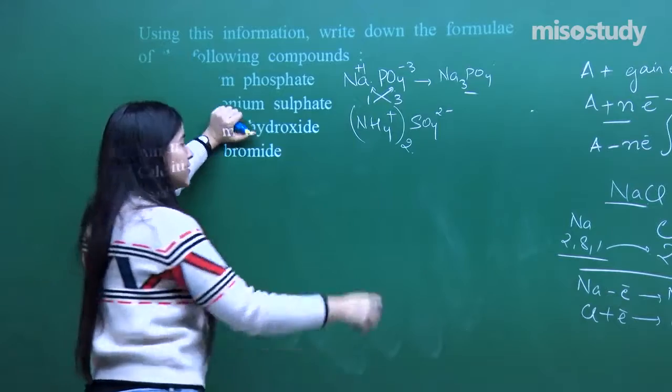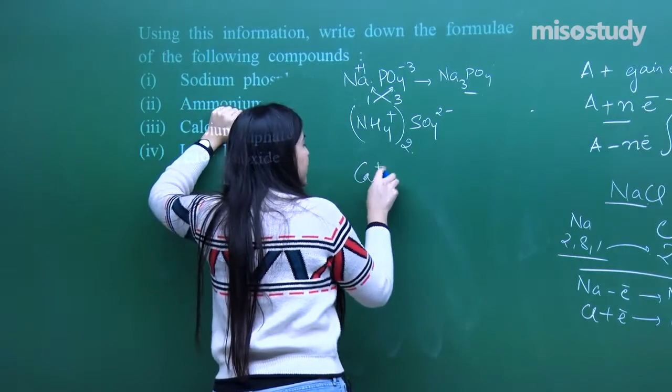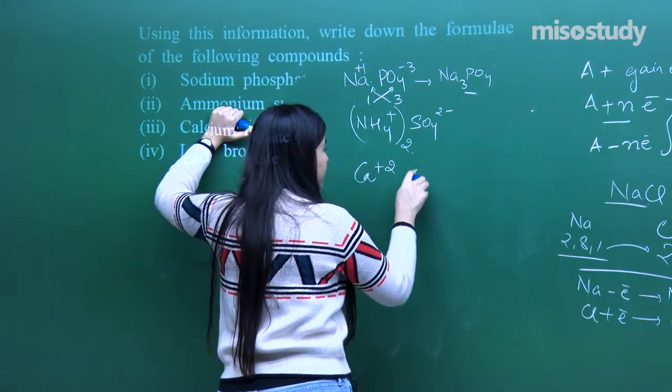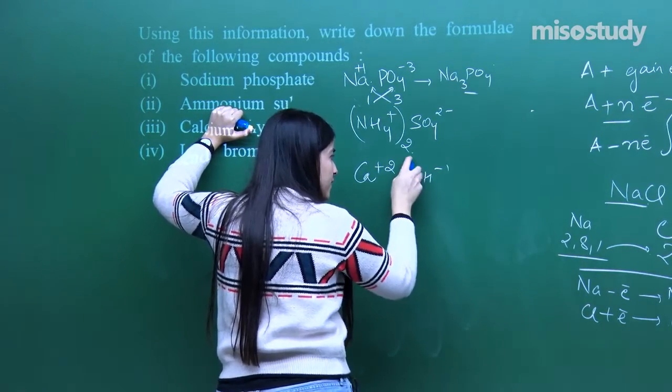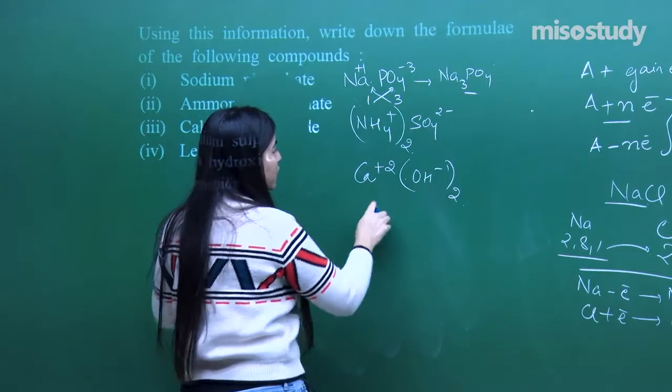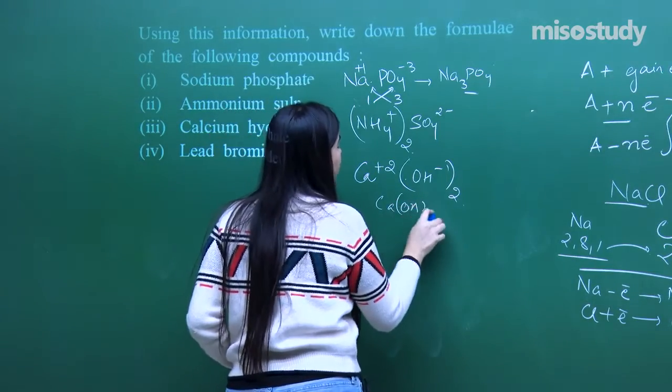Calcium hydroxide. Calcium, just like magnesium, has +2 charge. Hydroxide, OH, -1. Again we need to equate it, multiply it by 2 and we got it: Ca(OH)2 is the formula.